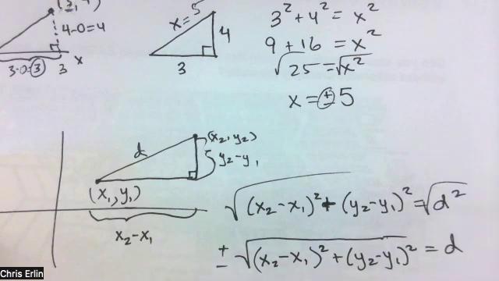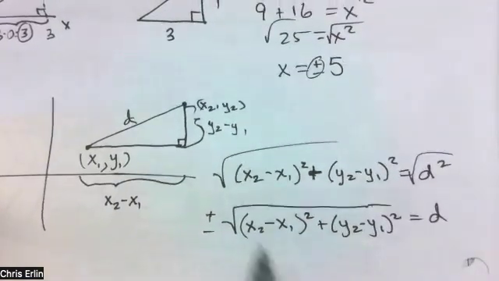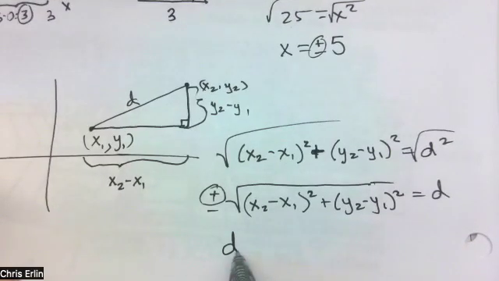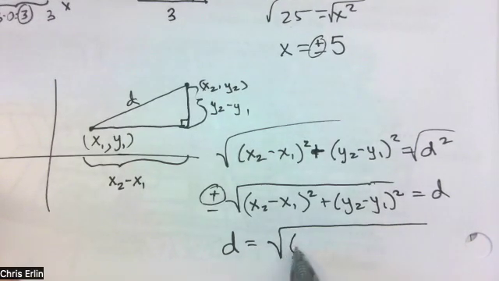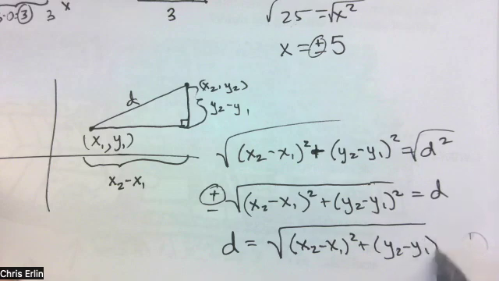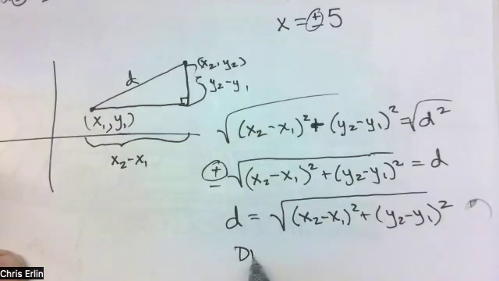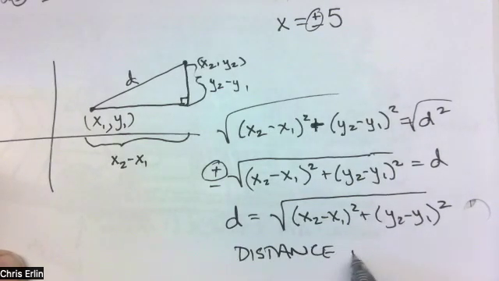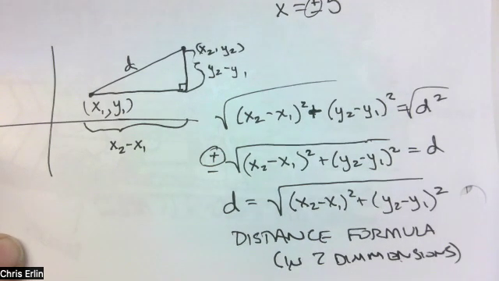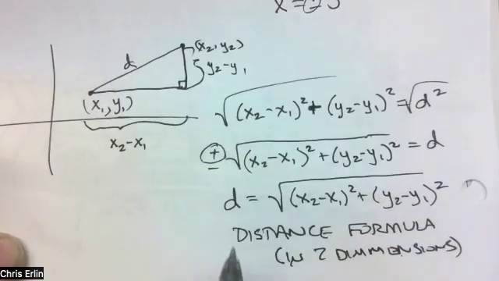And theoretically, I should do plus or minus. But again, this is a distance measurement, so I only really need the positive one. And I'm going to flip this. I'm going to make it d equals the square root of x2 minus x1 squared plus y2 minus y1 squared. And have you seen this before? Yeah, this is called the distance formula. And it really means, in 2 dimensions, where you've got an x and a y component. So we're going to use that today, and I'll put that into your notes with you in just a second.